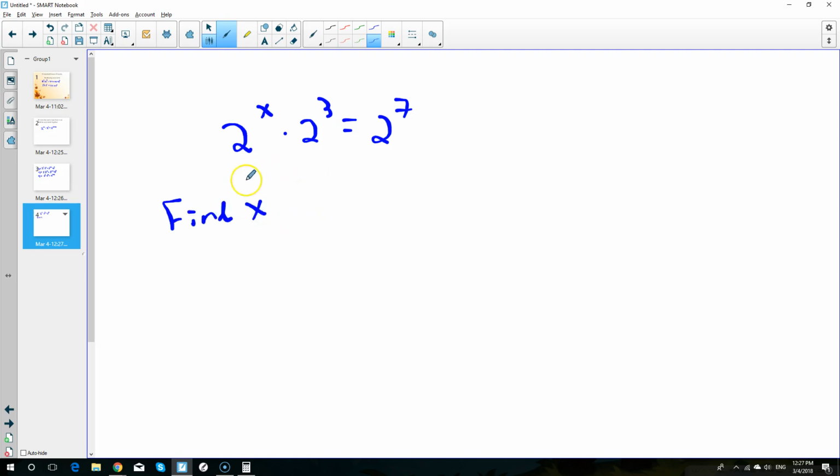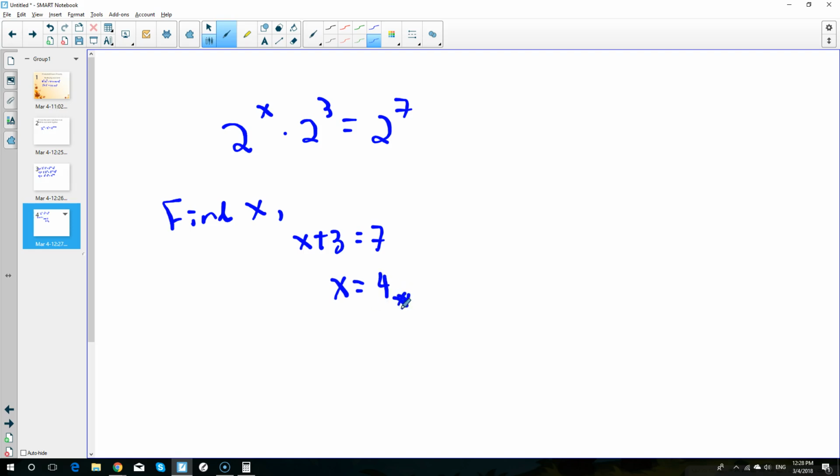So in this scenario, we have to think about, okay, we have to find x. So this x plus 3 has to be equal to 7, right? Because I'm doing the exponent multiply, they have to add up to 7. That basically forces us to subtract 3, so x is going to be equal to 4.